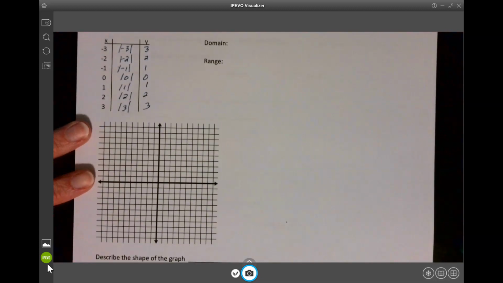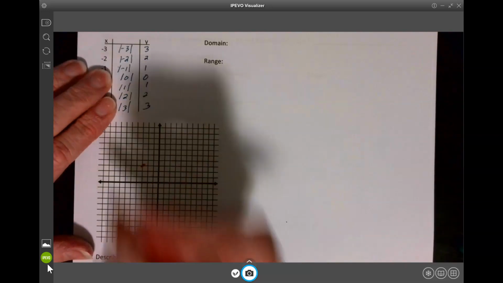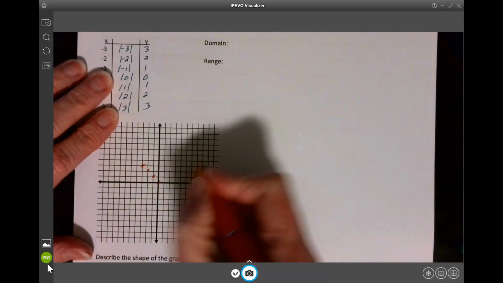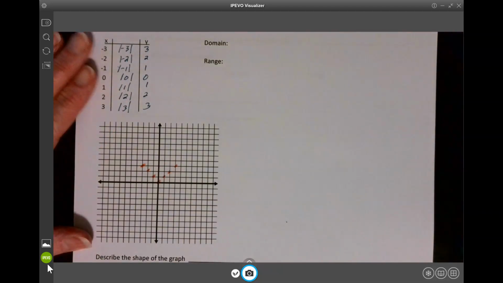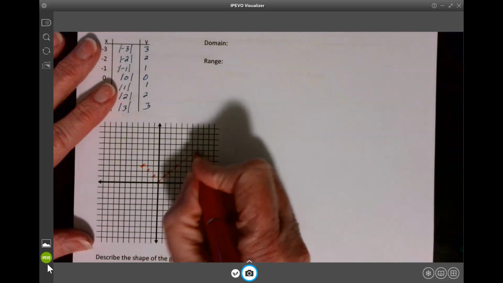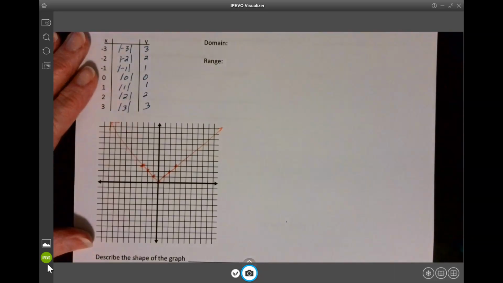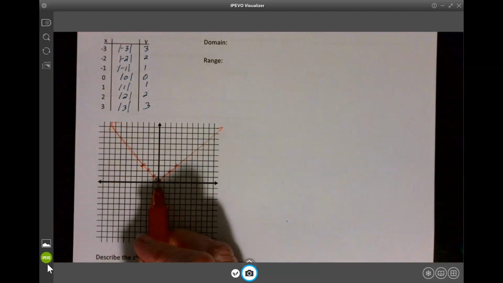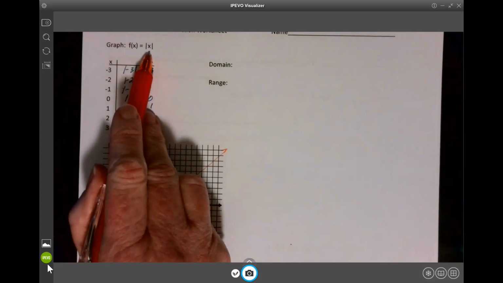So if I were to graph this now, I'm going to take and plot the point -3, 3, -2, 2, and it would be like this. It would look like a V shape, and we would draw that line. Okay? This is an absolute value function, and this is called the parent function. So it's a parent function if it's just the basic function.